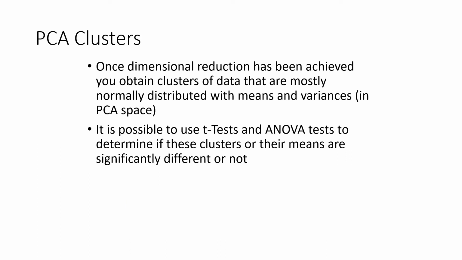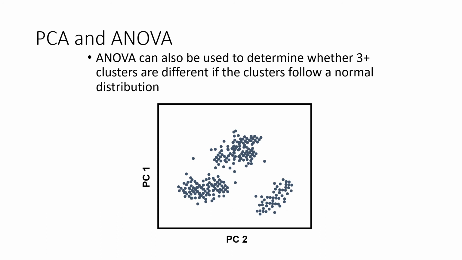So with PCA, you can take multivariate data and you can essentially obtain clusters of data that are mostly normally distributed with characteristic means and variances in PCA space. You can then use t-tests and ANOVA tests to determine if these clusters are significant, if they're different, or if they're basically the same. So here's an example where we've got 3 clusters showing up. To our eyes, we can see 3 clusters, and then we can use ANOVA tests to actually confirm that these clusters are indeed statistically different.